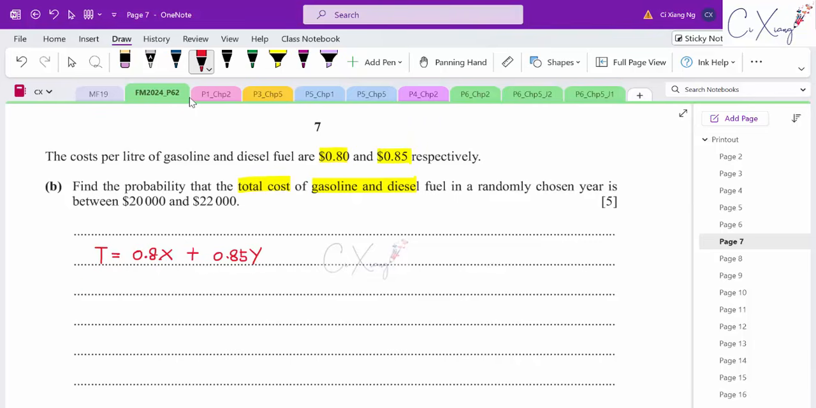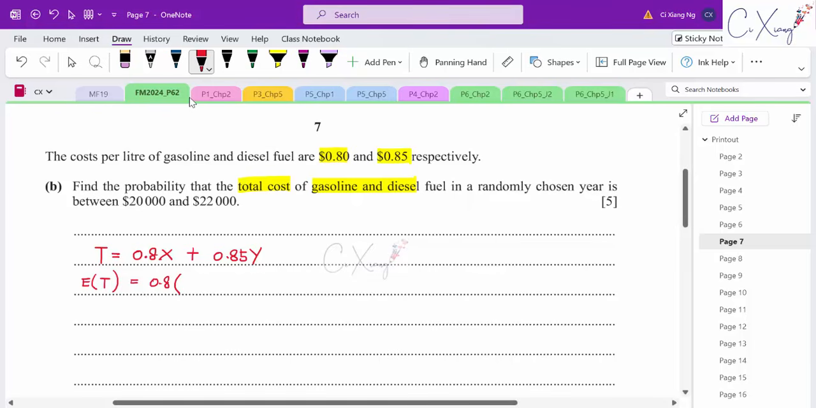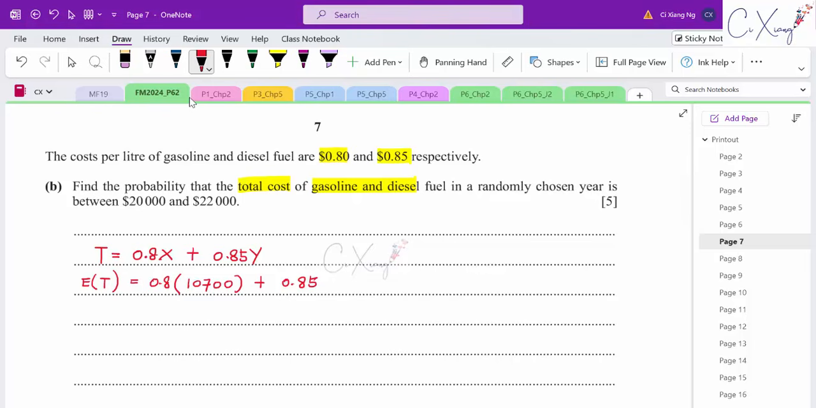All right, then from here, if I want to get the expected value for the total cost, what will it be? It will be 0.8 multiplied with the mean of x. The mean of x that we got just now is 10700. It is provided in the first part, yeah? So please have a look. And then plus 0.85 multiplied with the mean of y, E of y. The mean of y from part A is 13400. So when you total up these two values together, you have 19950.